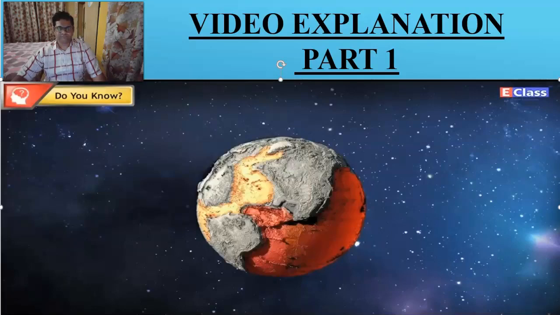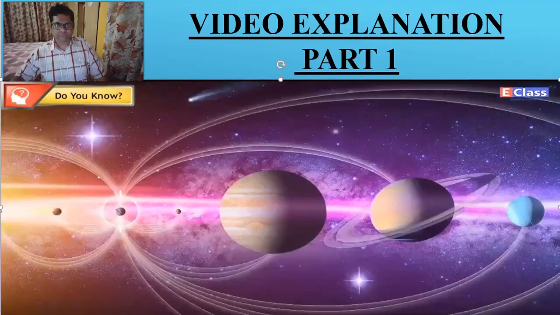Do you know? Our Earth was formed first and became solid. This outermost layer of the Earth is called the crust. Even today, outer planets of the solar system are in a gaseous state.